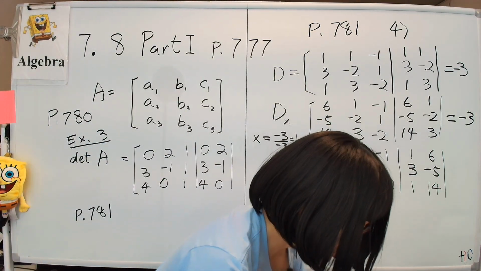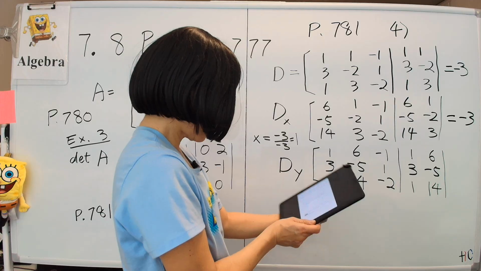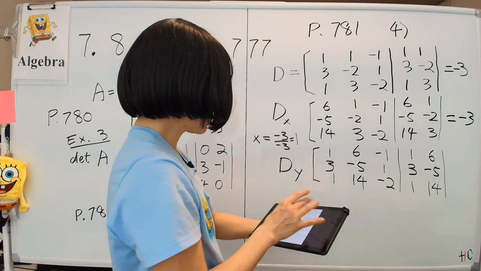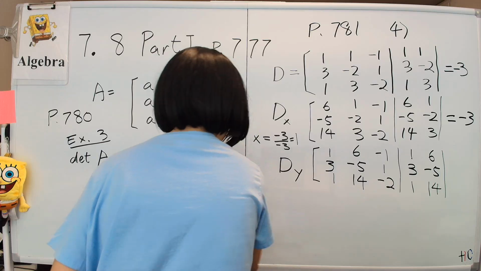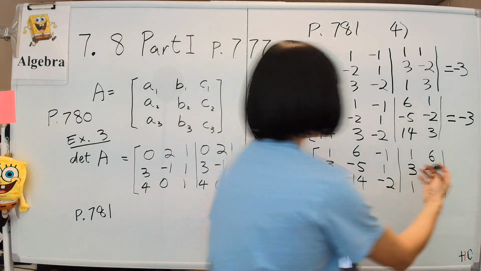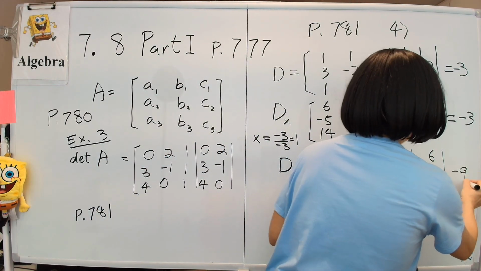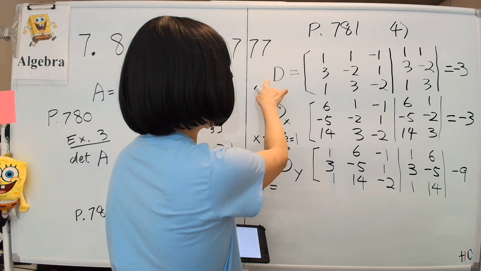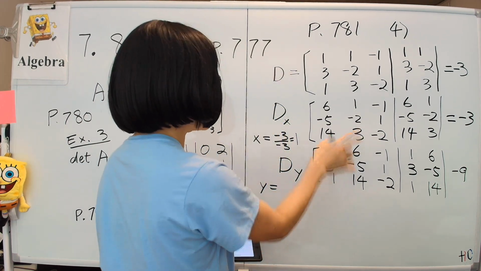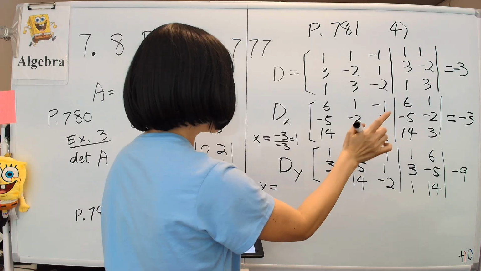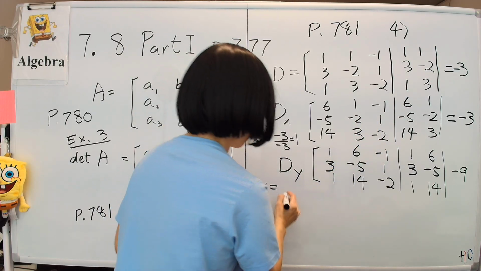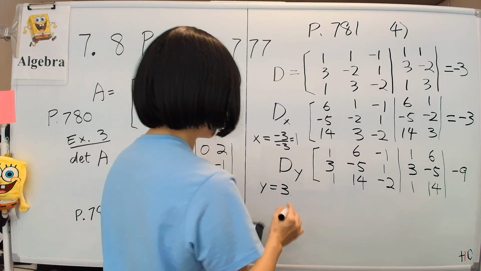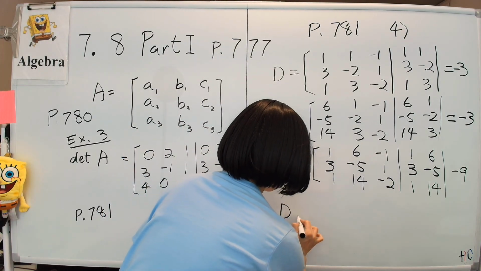All right, now let me check to see if I'm right. Yep, it is minus 9. So if dy is minus 9, then y equals dy divided by the determinant. So minus 9 divided by minus 3, which is just 3, right? It is. That's correct. So we have just one more thing to do, dz, which is done the same way.